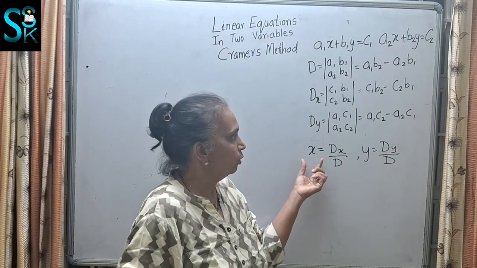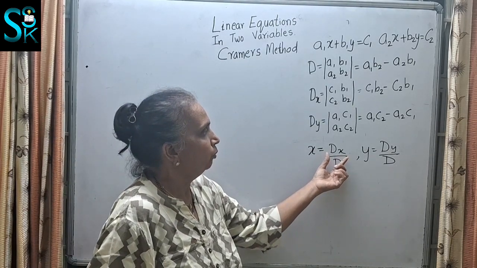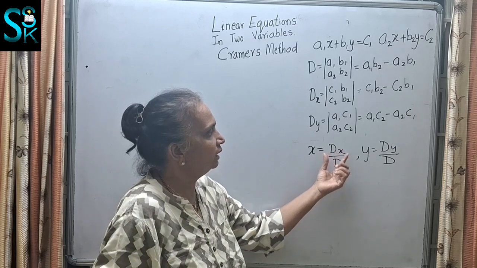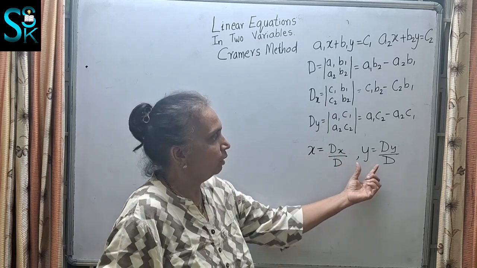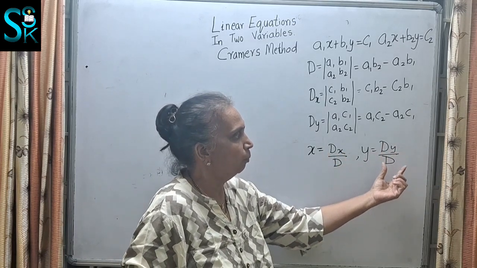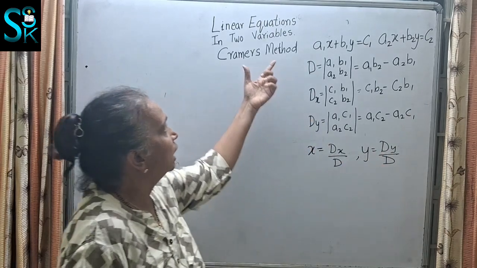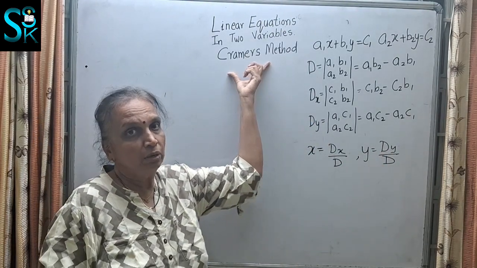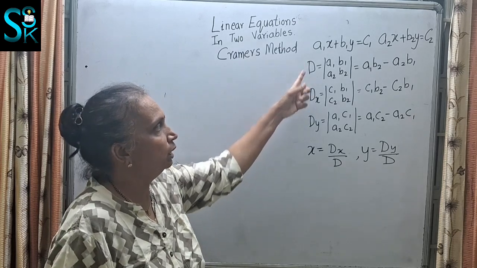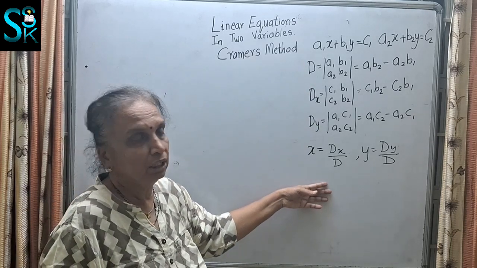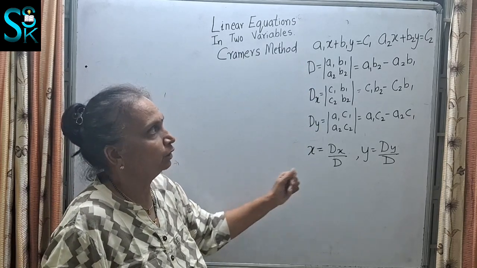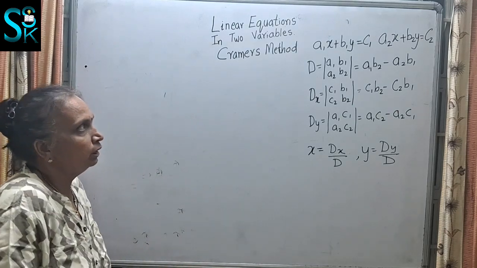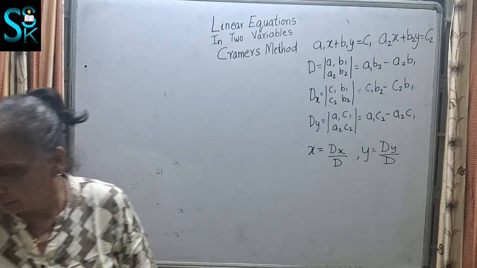So to find the value of x, we are going to use the formula dx upon d, and to find the value of y, dy upon d. So this Cramer's method is also called the determinants method. We have used determinants only, which we learnt in our previous lecture. So now on this we are going to do a few sums.